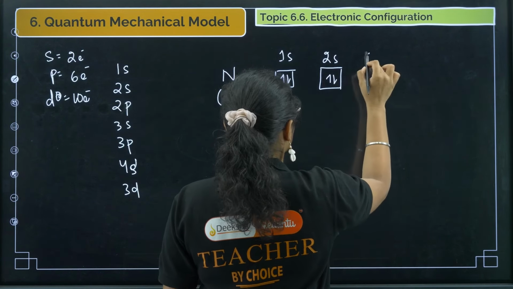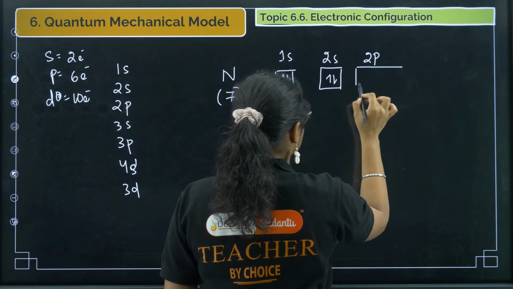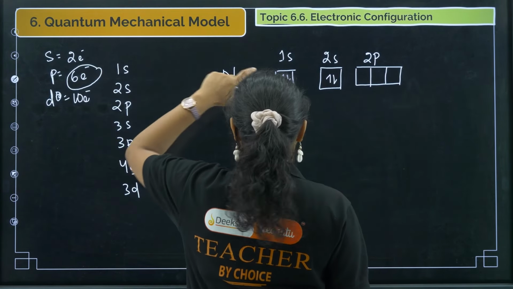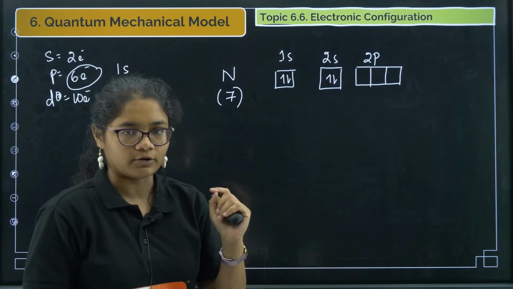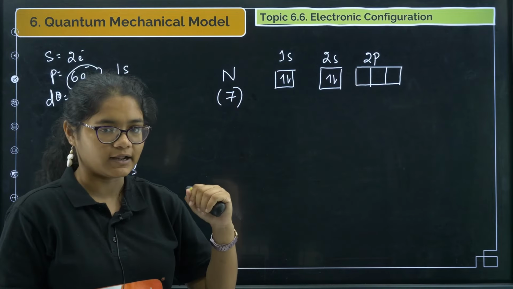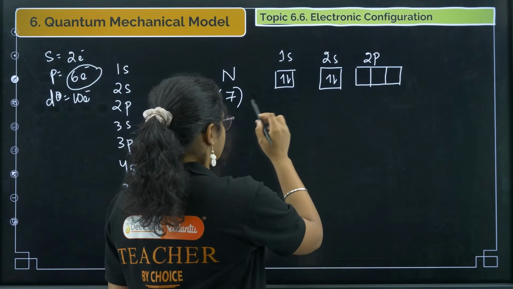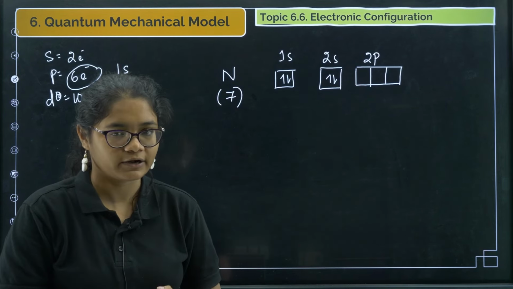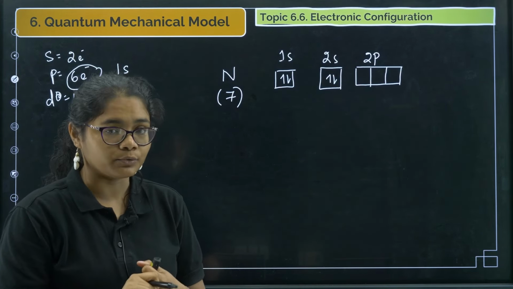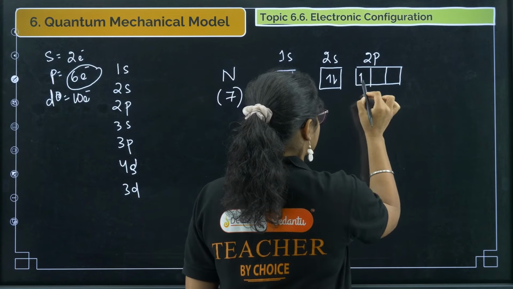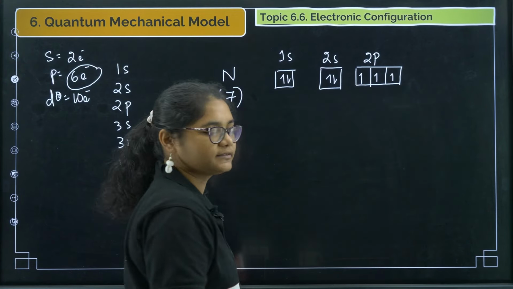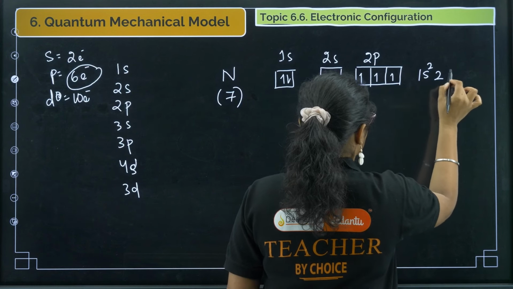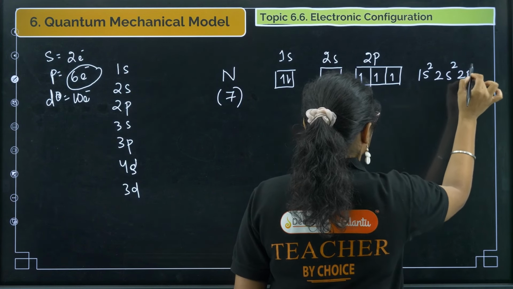After 2s we have 2p, right? So now if you see, in 2p I have 3 orbitals. Now why did I say 6 electrons? Because each orbital can hold 2 electrons. So 3 orbitals can hold 6 electrons, right? Now if you see here, out of 7 already 4 electrons are filled. We need to fill 3 more electrons. So according to the last rule, each of these 3 orbitals should get 1 electron. Then what is the configuration here? I can write 1s2, 2s2 and 2p3.